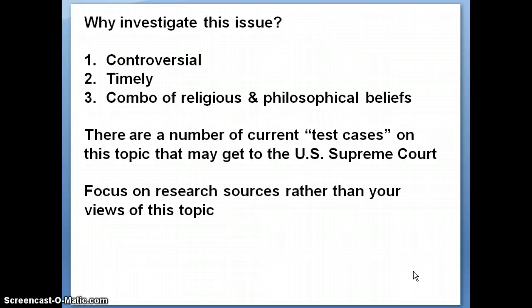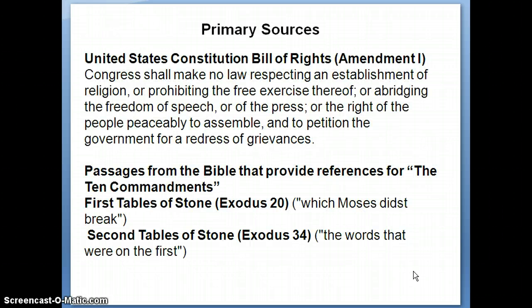Now the focus is going to be on research sources rather than your or my views on this topic. I understand that you and I may have views. We may agree, we may disagree. That's not going to be the topic of this particular study. This is all about the research issue of doing the background preparation.